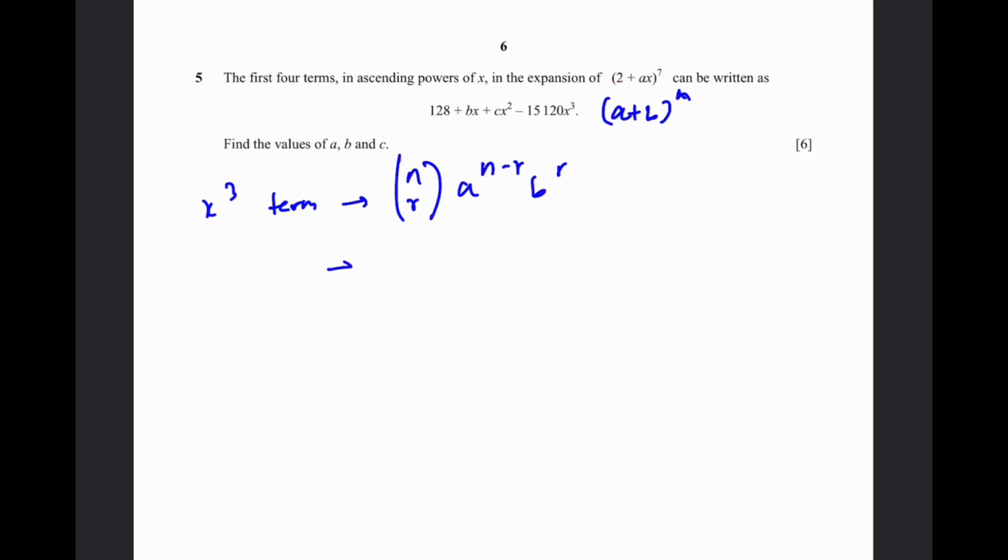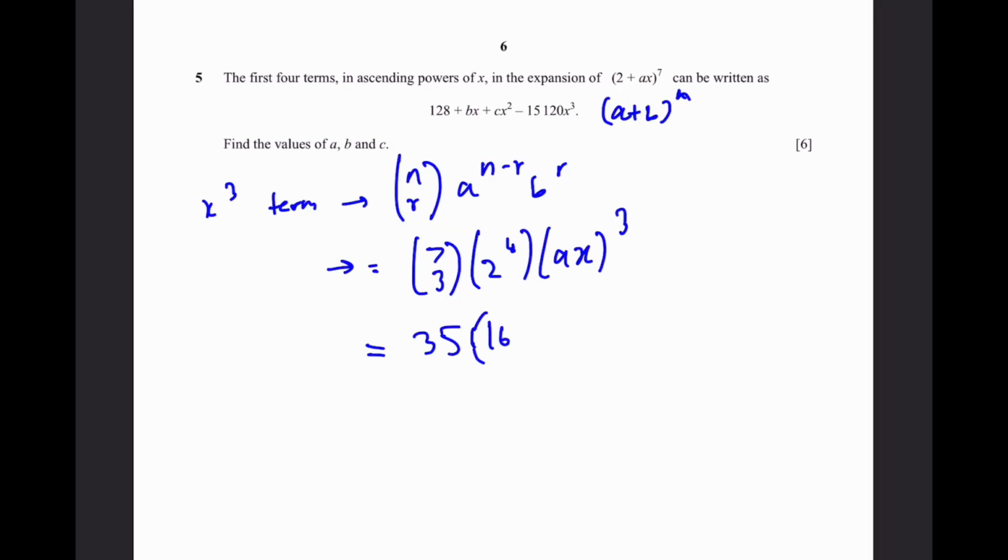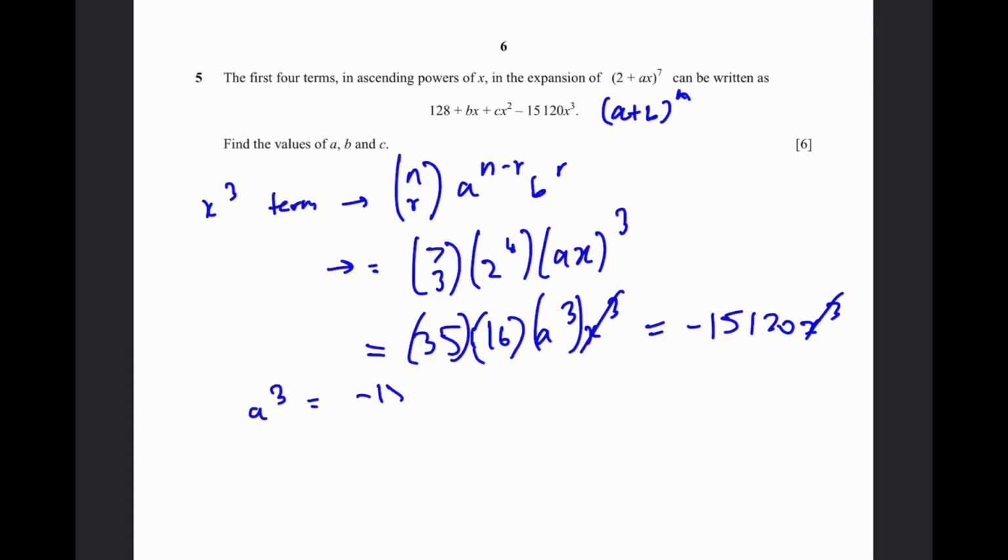So just substitute it. That's going to be equal to 7 choose 3 times 2 to the power of 7 minus 3, which is 4, times ax to the power of 3. And 7 choose 3 is just, if we did it right, 35 times 2 to the power of 4, which is 16, times a cubed x cubed. And that's equal to minus 15120 x cubed. We can cancel the x cubed and therefore we can solve for a. So a cubed is equal to minus 15120 by 35 times 16.